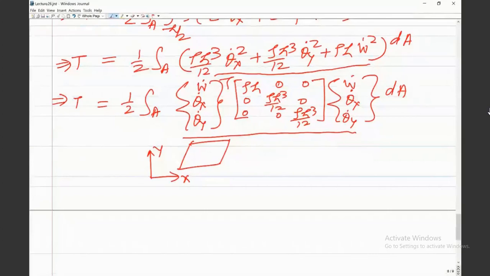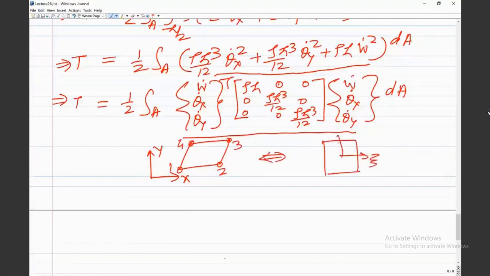Yeah, so now again, if you take the four noded isoparametric Mindlin plate element, which is an arbitrary quadrilateral in the physical coordinate space and is a square in the natural coordinate space, we'll have xi and eta. The nodes are 1, 2, 3, and 4. And at each node, the degrees of freedom are w1, theta x1, theta y1, w2, theta x2, theta y2, and so on. So these are the degrees of freedom at each node.